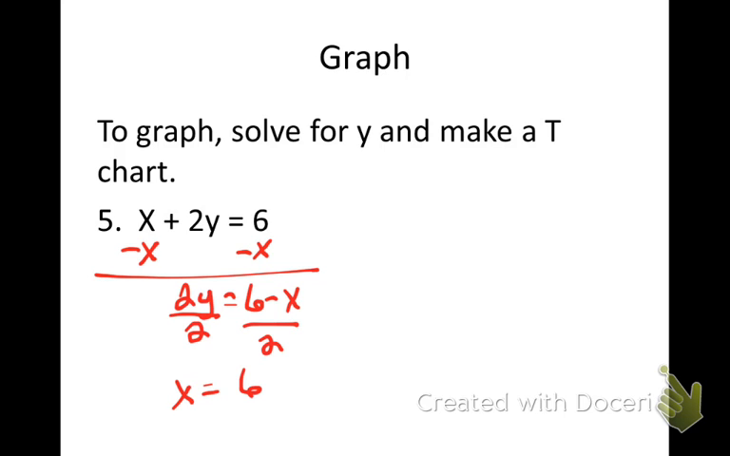I can write it as, it's supposed to be a y over here, sorry, as y equals (6 minus x) over 2, or since 6 divided by 2, I could write it as 3 minus x over 2. So I don't care which way you choose to write it.